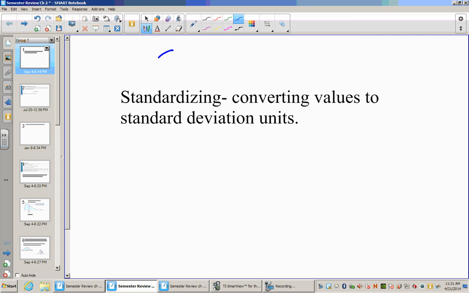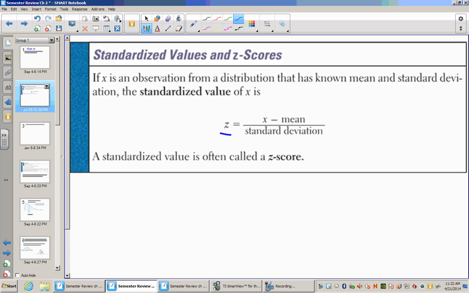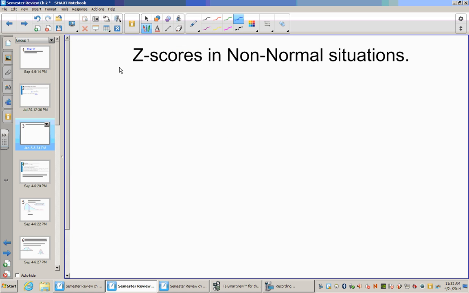Now our chapter 2 is about density curves and normal distributions. And the first thing we learned about is standardizing. When we standardize a value, we convert it to standard deviation units. Typically how we do this is we find a z-score. With z, we take our x minus the mean over the standard deviation. We've been doing that the whole year. Hopefully you feel good about it.